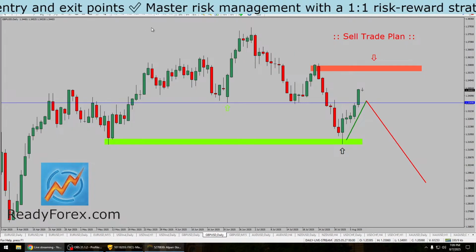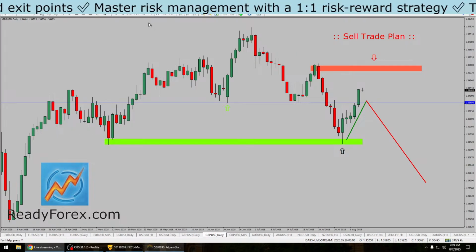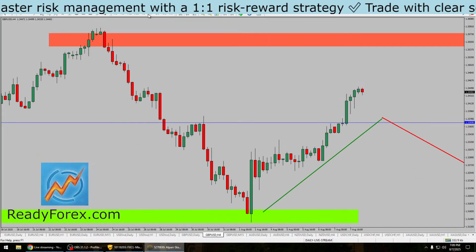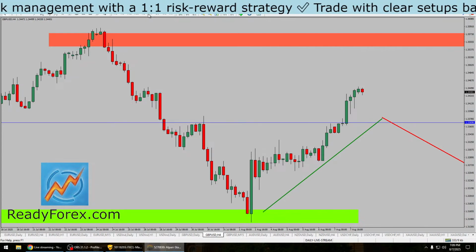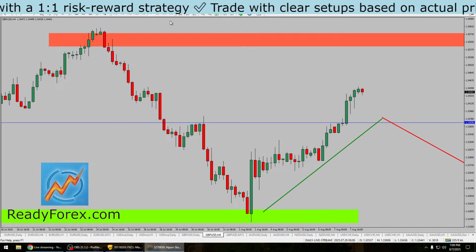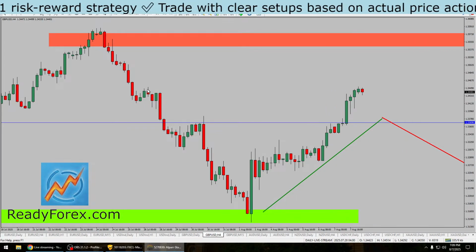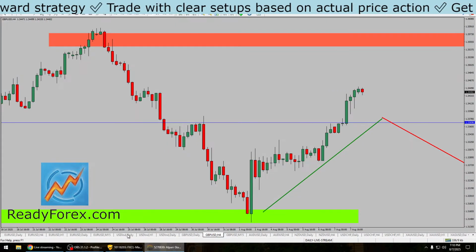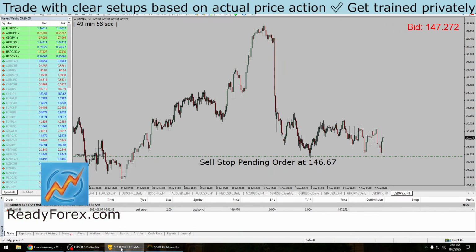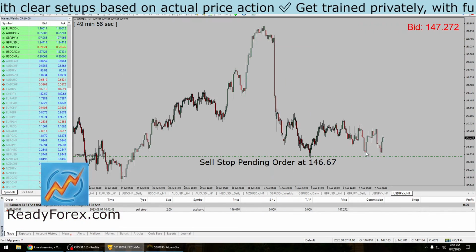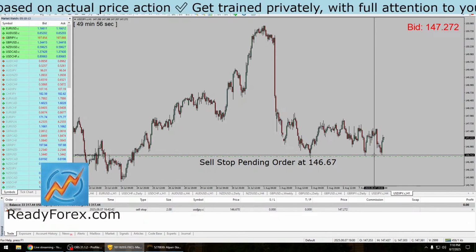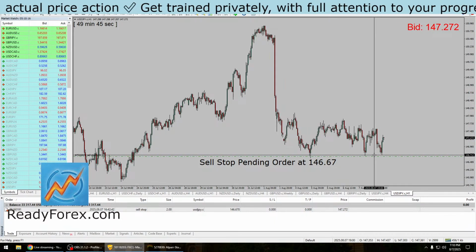Going to the 4-hour time frame of the GBPUSD currency pair. Let's see what's going on in our chart of the dollar. I do not have any kind of setup, and to show you the setup, I just set an order over here at the 140.67 area.